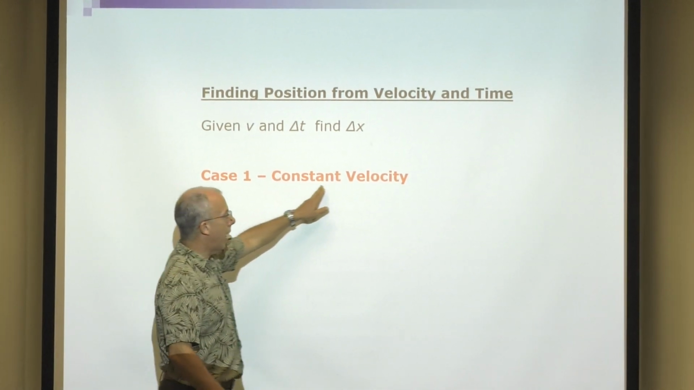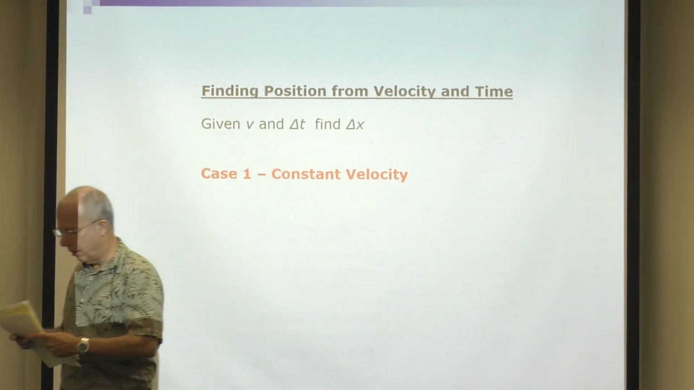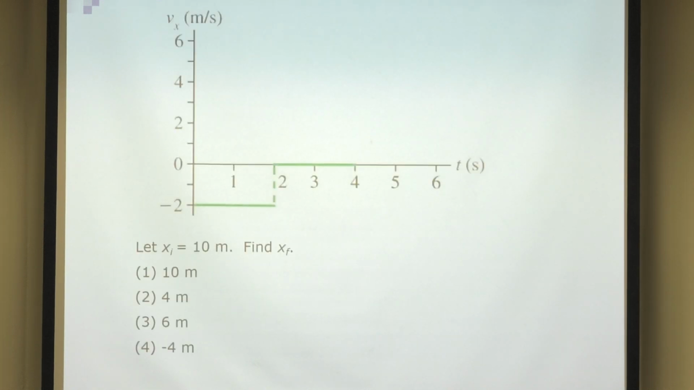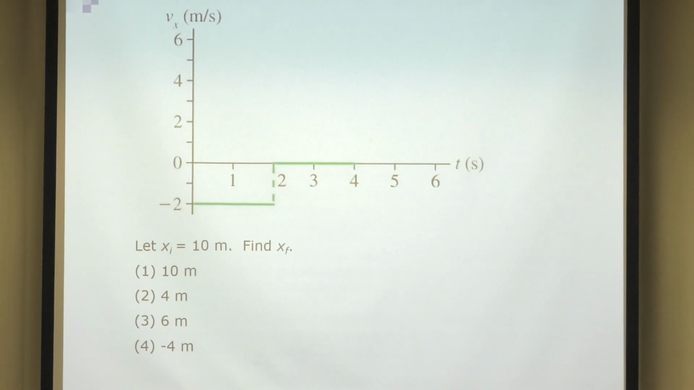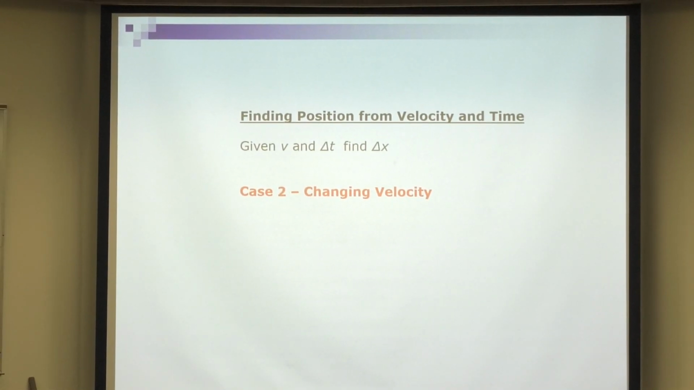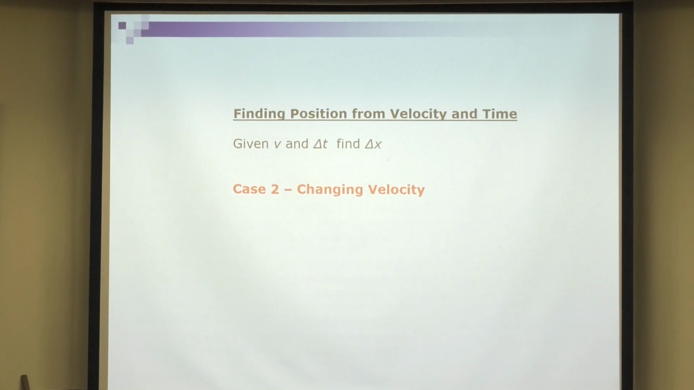When we have constant velocity, it's nice and easy. We like it. But that's not how the world usually is. So let's do the more difficult case. Let's say we have changing velocity, so it's no longer constant.